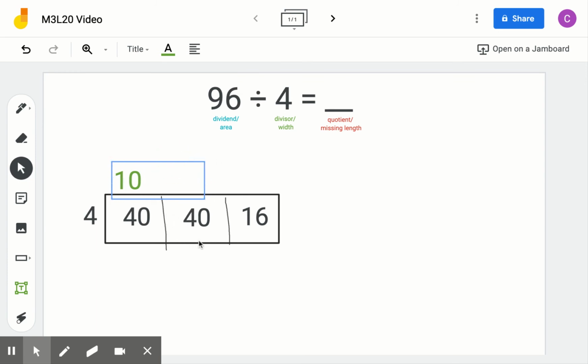Now I'm going to go on to my second little rectangle. I'm going to take my area, 40, and divide it by my width, 4, and I get 10. 40 divided by 4 is 10. And then let's do this last rectangle, 16 divided by 4. I know 16 divided by 4 is 4.